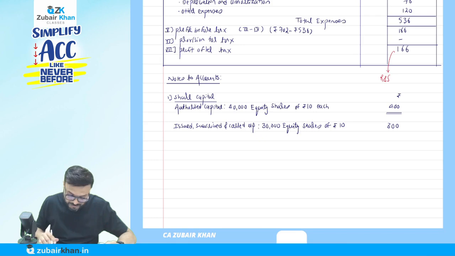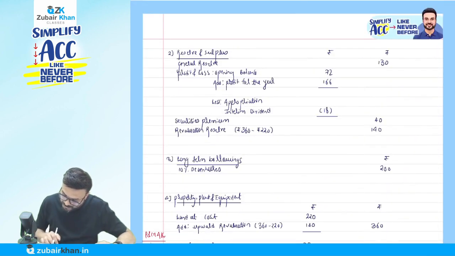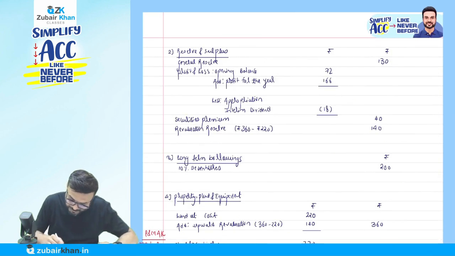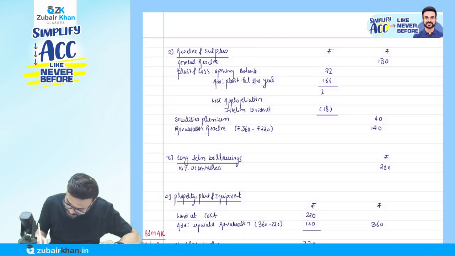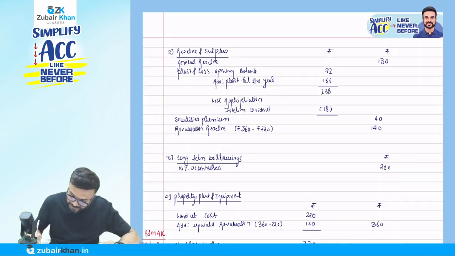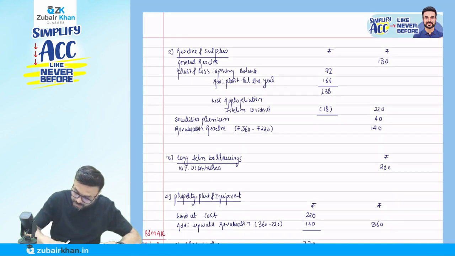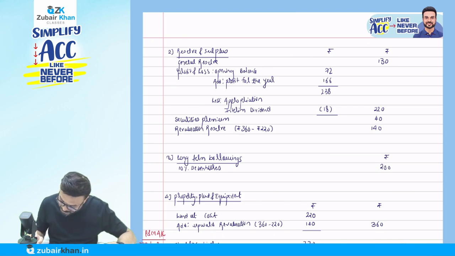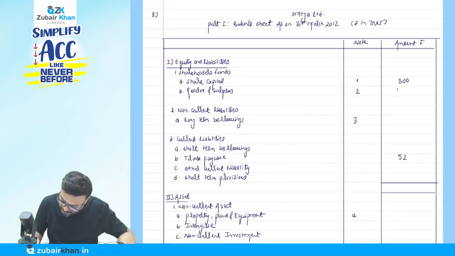The first note to account is a single figure, that is 300. So write down share capital 300. Then here is 72 plus 166, that comes to 238, minus 18, that comes to 220. So 130 plus 220 plus 40 plus 140. How much does that come to? That comes to 530. So write down this 530 in the balance sheet.